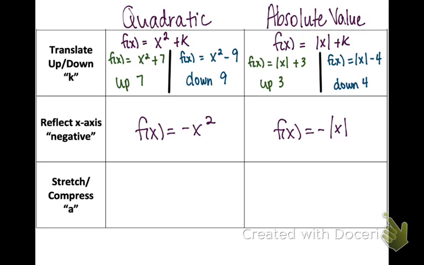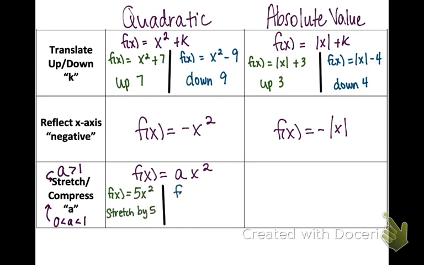Next, we're going to introduce an a value that shows us whether a graph has stretched or compressed. Any value for a that is bigger than 1 will be a stretch, and any value that's between 0 and 1 will be a compression. Make note of that over on the left side. Okay, so for quadratic equations, we're going to have an a out front of our equation. If we have 5x squared, that would be a stretch by 5. Or if we had 1/3 x squared, that would be a compression by 1/3.